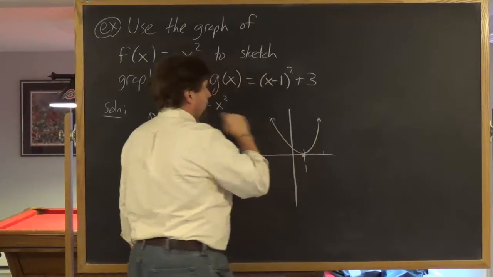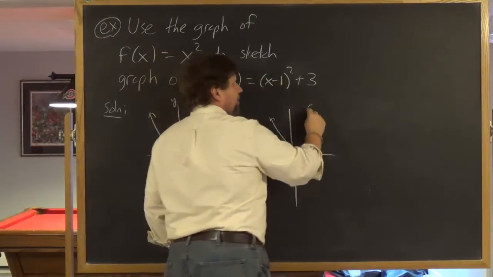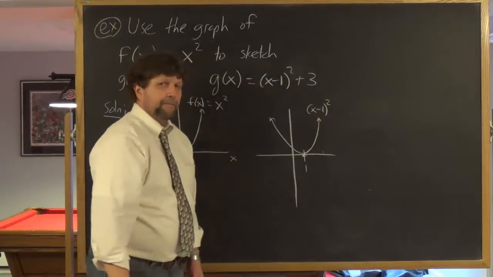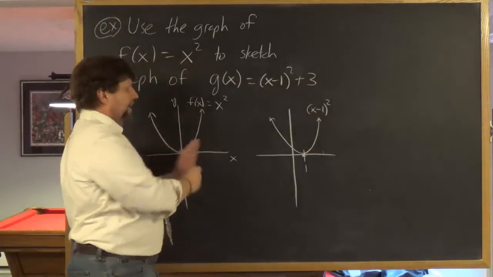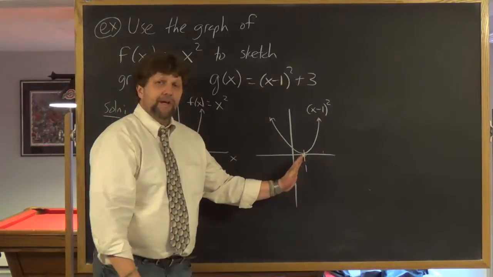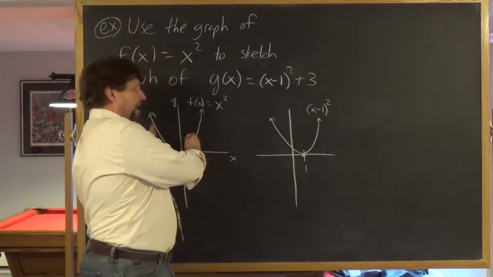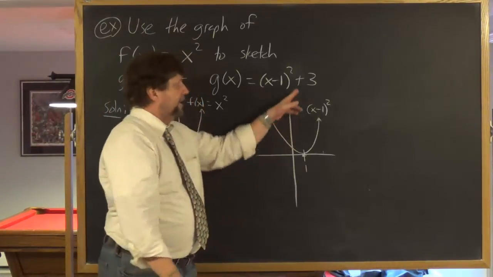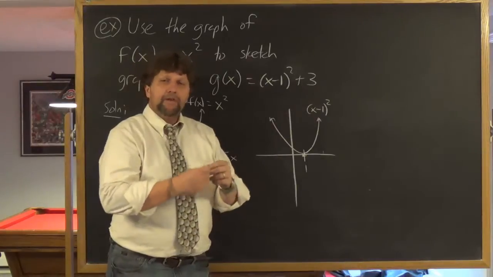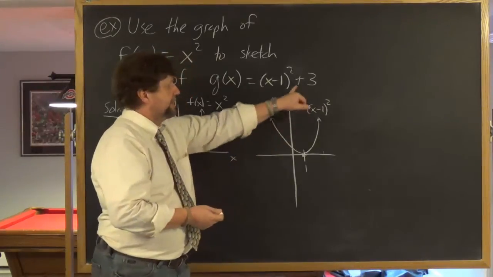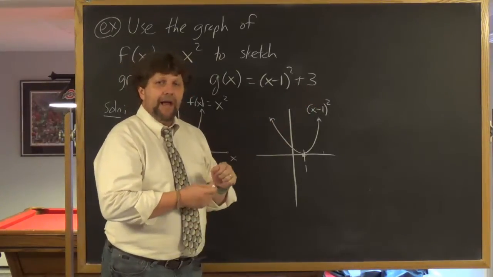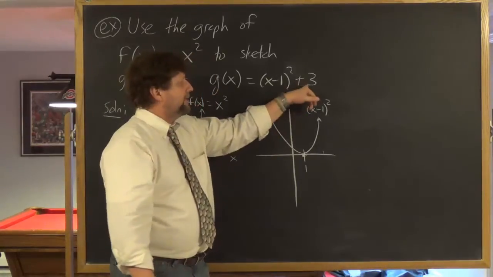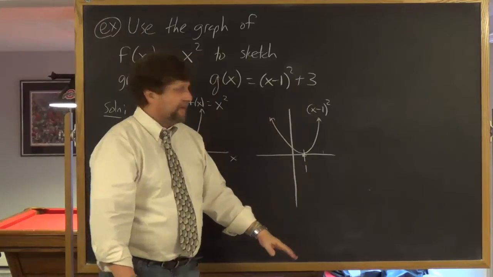Now I sketch the graph. This is the graph of (x minus 1) quantity squared. The graph of x squared shifted to the right 1 spot. Next I'll take care of the plus 3. You'll see that's called the vertical shift. Since it's a plus 3, I am now going to go up 3 units. If it were minus 3, I would go down 3 units.